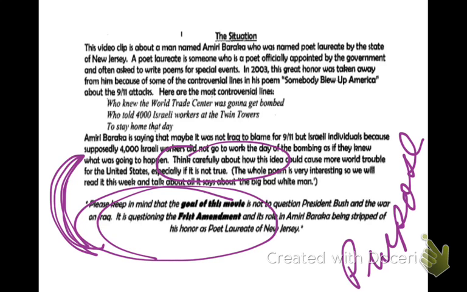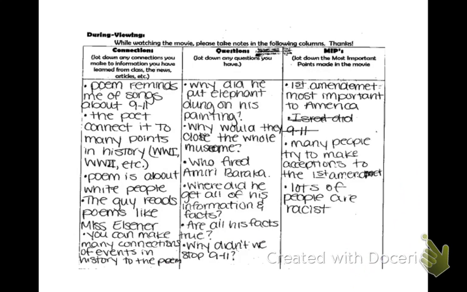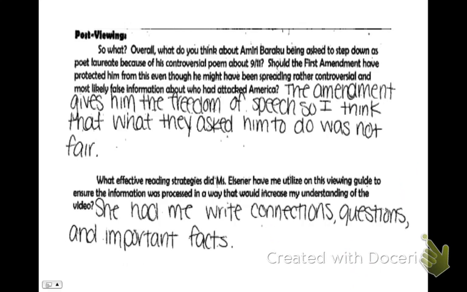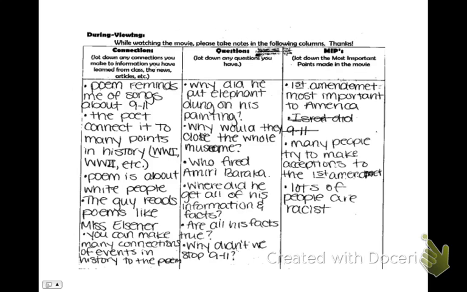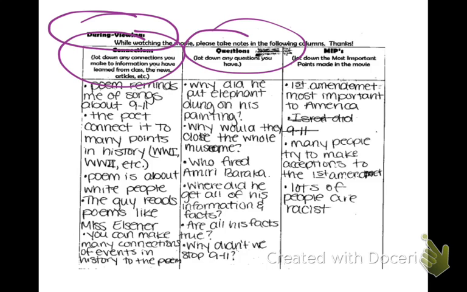The next part of the reading guide is the during viewing. Hold on just a second. I have to go back. All right. So the during viewing, I want you to notice that I had students specifically use 3 types of strategies to better comprehend this text. So I had them make connections, ask questions, and identify most important points.